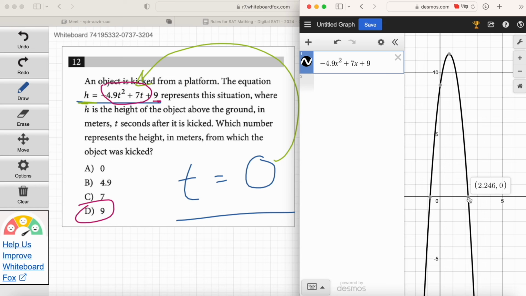That's just this spot right here. So that'd be like 2.246 seconds. I just want to point that out because you could see some questions like this too, where it may not be super obvious just by looking at the equation. We can graph it. You can sort of interpret what things mean if you graph it as well.